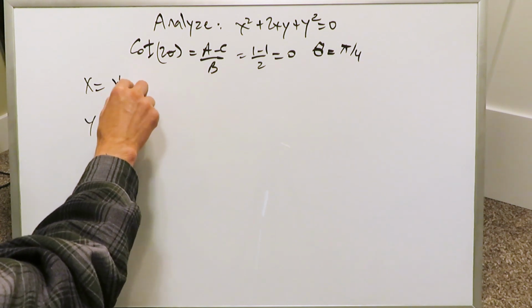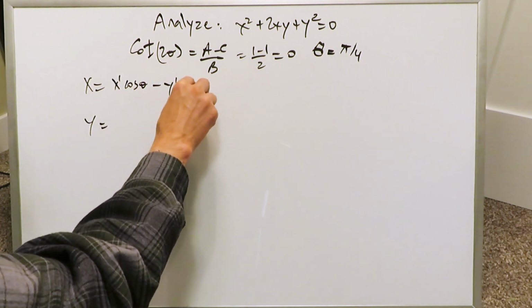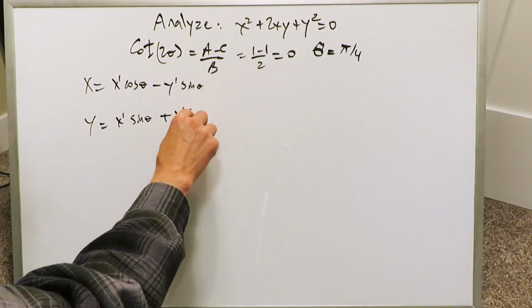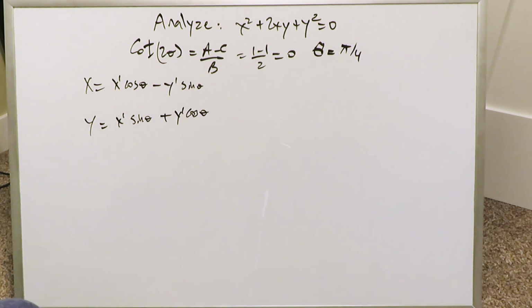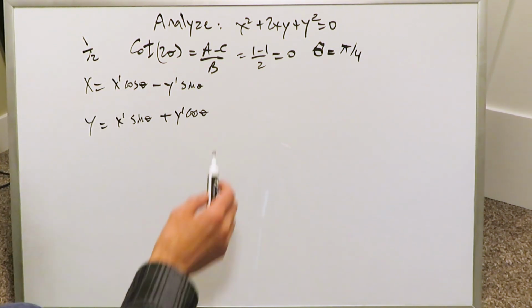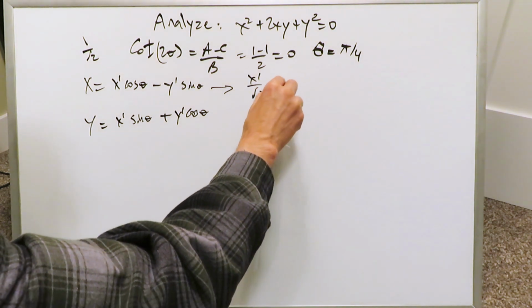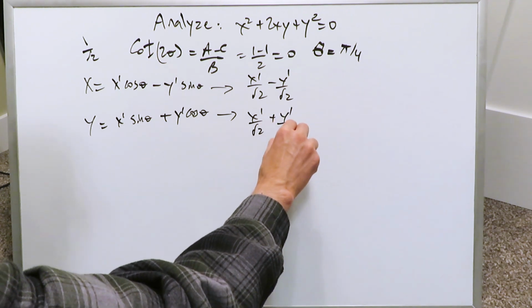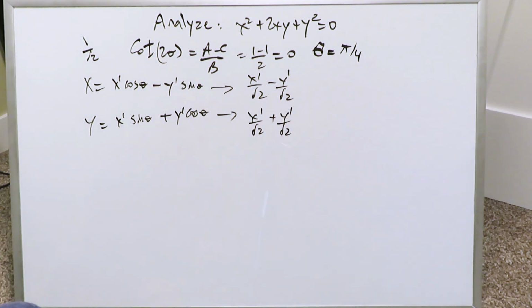X is equal to x prime cosine theta minus y prime sine theta, and then y is equal to x prime sine theta plus y prime cosine theta. In all instances, sine and cosine of that 45 degrees, pi over 4, will always be 1 over root 2. For this specific example, you'll have x prime over root 2 minus y prime over root 2, and here you'll have x prime over root 2 plus y prime over root 2. You can combine this under a common denominator if you want, but this right here will have an interesting end result. You'll put everything into that initial equation and eliminate the xy term.